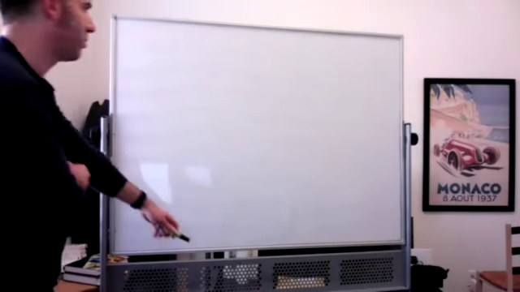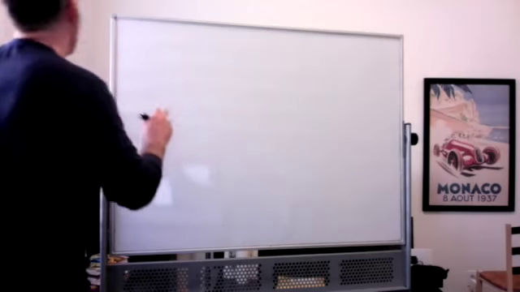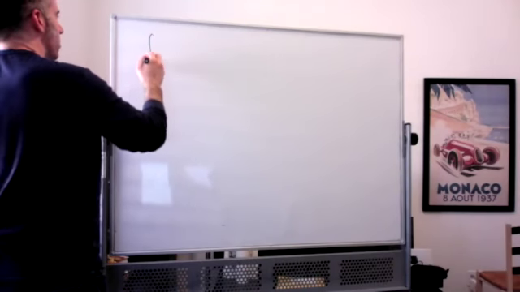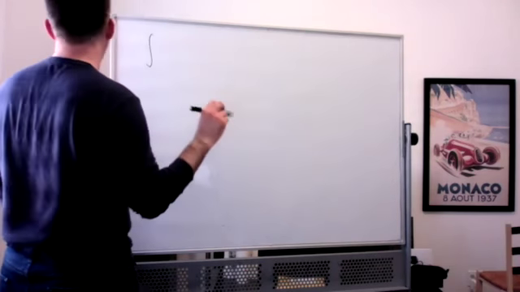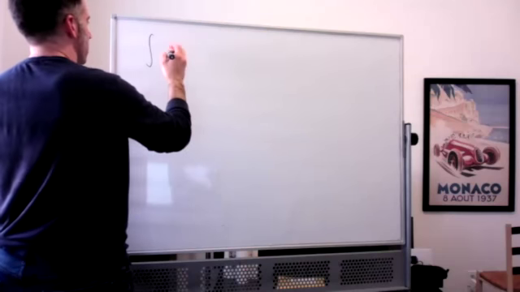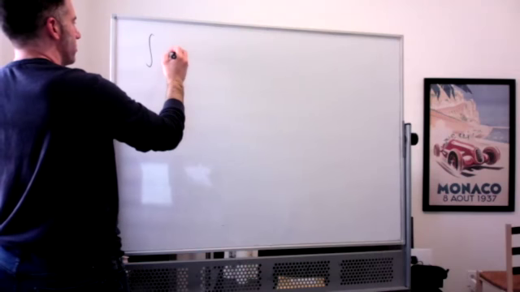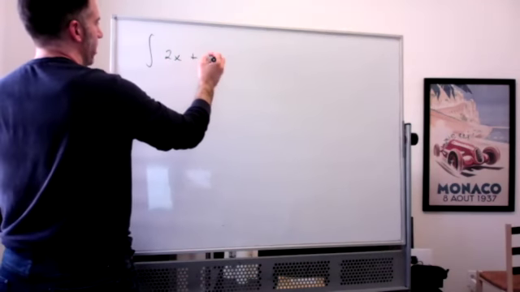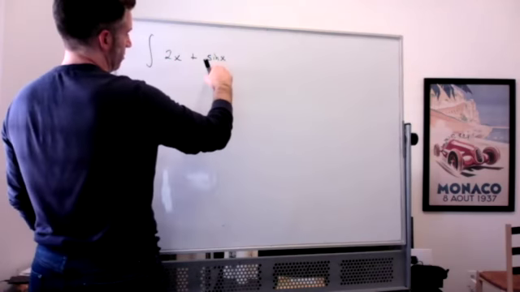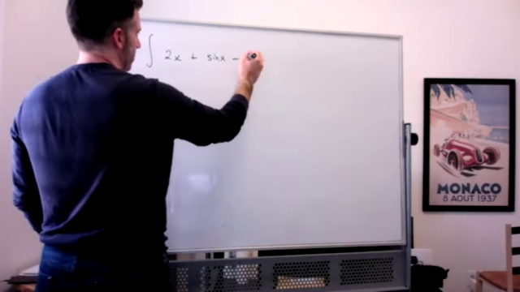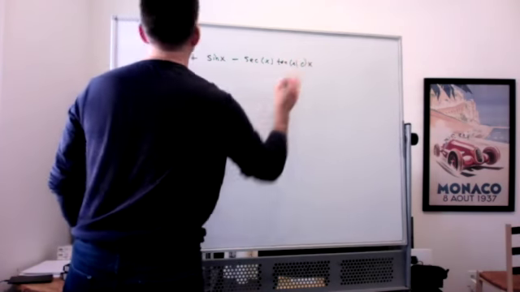So let me do one more definite one, and then we'll talk about the other. Yeah, we'll do 2 different ones. So first problem, I want to do the integral of 2x plus sine of x minus secant of x tangent of x.